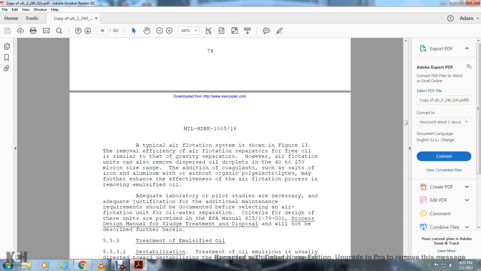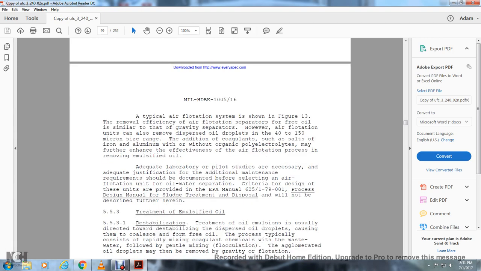A typical air flotation system is shown in Figure 13. The removal efficiency of air flotation for free oil is similar to the gravity separator. However, the air flotation unit can also remove dispersed oil droplets in the 40 to 150 micron size range. Additional coagulants such as salts of iron and aluminum, with or without organic polyelectrolytes, may further enhance the effectiveness of the air flotation process, removing the emulsified oil.